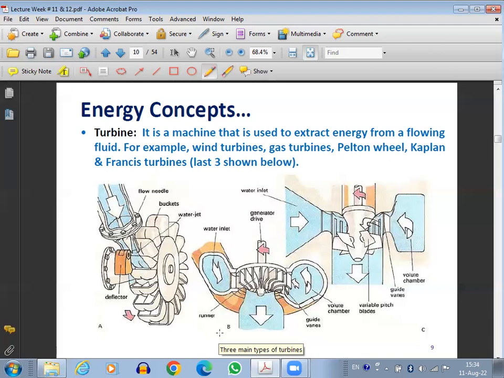So it is a machine that is used to extract energy from a flowing fluid. A flowing fluid has some energy, and the turbine is going to extract that energy and convert it into power. For example, wind turbines, gas turbines, Pelton wheel, Kaplan wheel, Francis turbines. Some of the turbines are also there in our lab of fluid mechanics, so you can also go through them. But anyways, the basic function of all of these turbines is to extract the energy from the fluid and convert it into mechanical power.